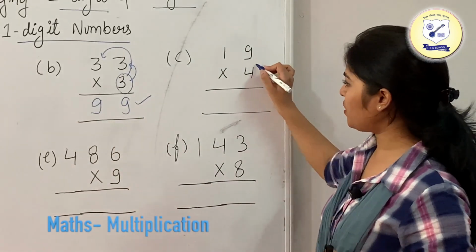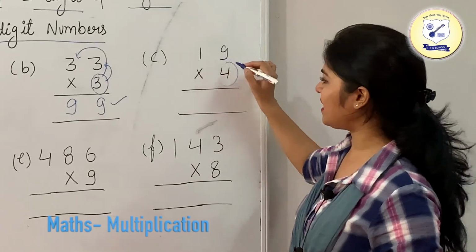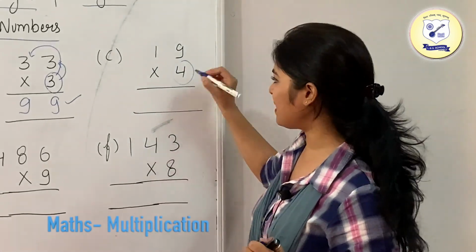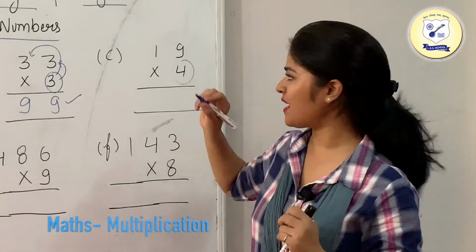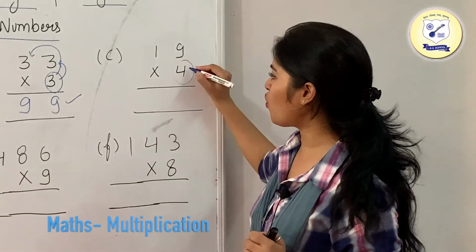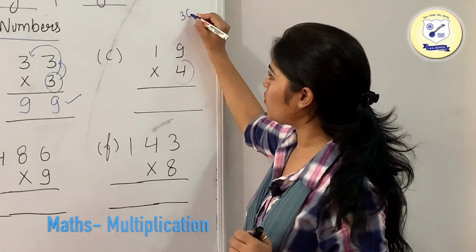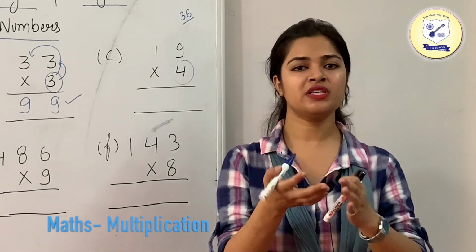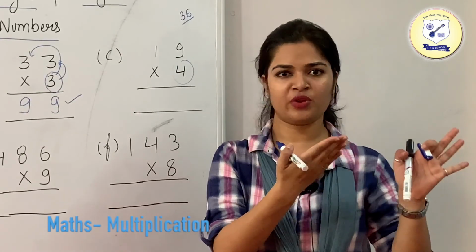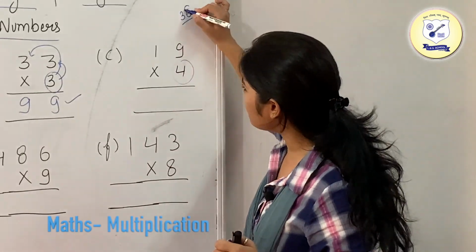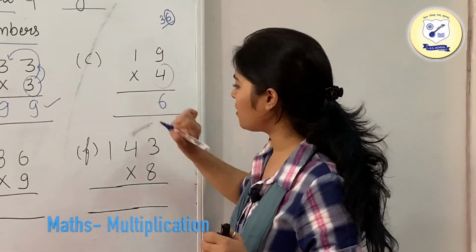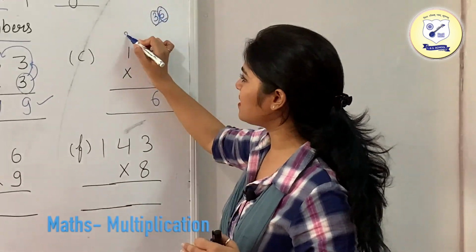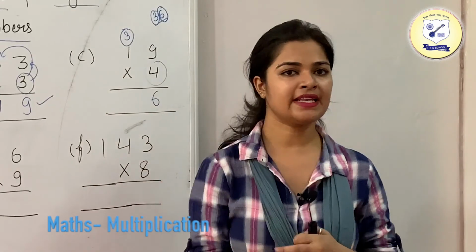Now we need to multiply this 19 by 4. Since we know the table of 4, we are going to just multiply these numbers. First we will multiply this 4 with 9. So 4 9s are 36. Now as we know, when we are having a 2-digit number, what we do in addition, we put the unit digit in the answer, and we just put this 3 as the carry of the next number.